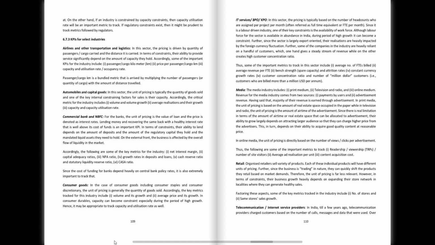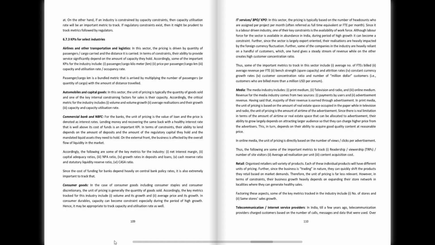Media. The media industry includes 1. Print medium, 2. Television and radio, and 3. Online medium. Revenue for the media industry comes from two sources: 1. Payments by users, and 2. Advertisement revenue. Having said that, majority of their revenue is earned through advertisement. In print media, the unit of pricing is based on the amount of real estate space occupied in the paper, while in television and radio, the unit of pricing is the amount of airtime of the advertisement.